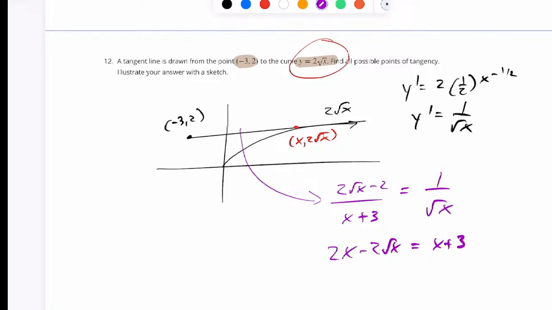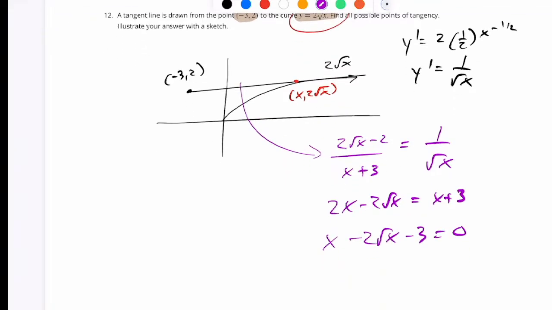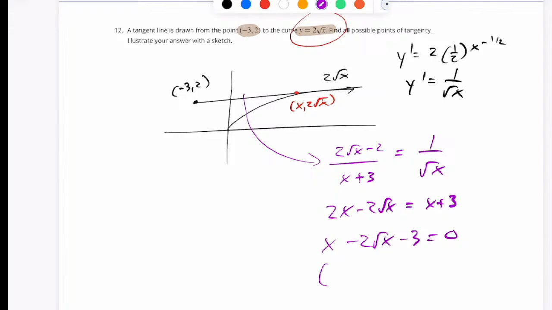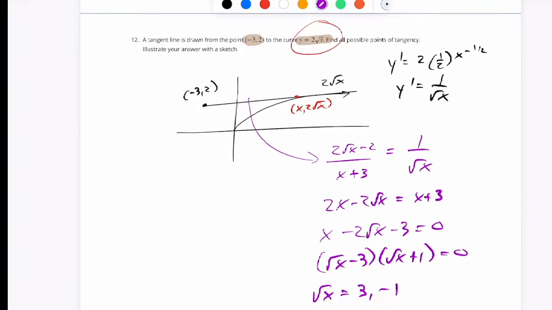So if I bring everything to one side, I get x minus 2 root x minus 3 is 0. So this will factor into the root of x minus 3 times the root of x plus 1. So it's going to give you two answers. The root of x is 3 or minus 1. But x is positive, so the root will never yield a negative value. So if I square this, you're going to get x is 9.